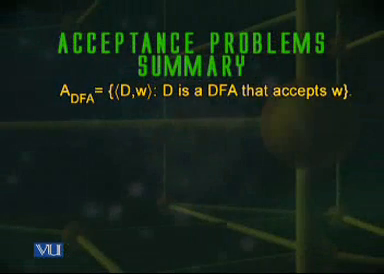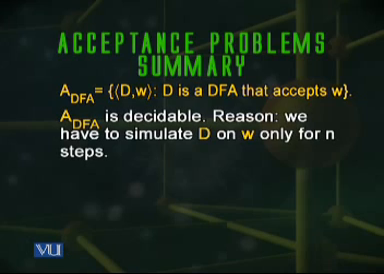Recall that we had the acceptance problem for DFA, where you're given a DFA and a string, and what you want to do is find out if the given DFA will accept a string w. We showed that A_DFA is decidable. Why was A_DFA decidable?